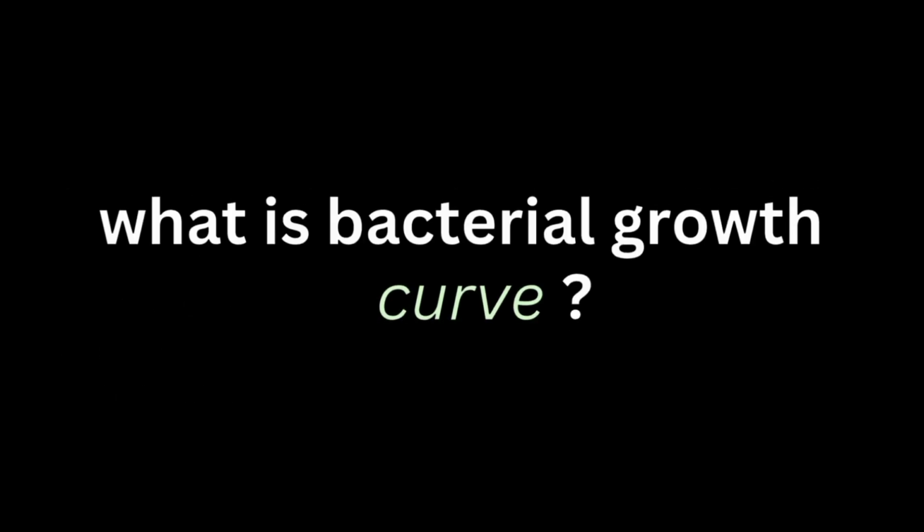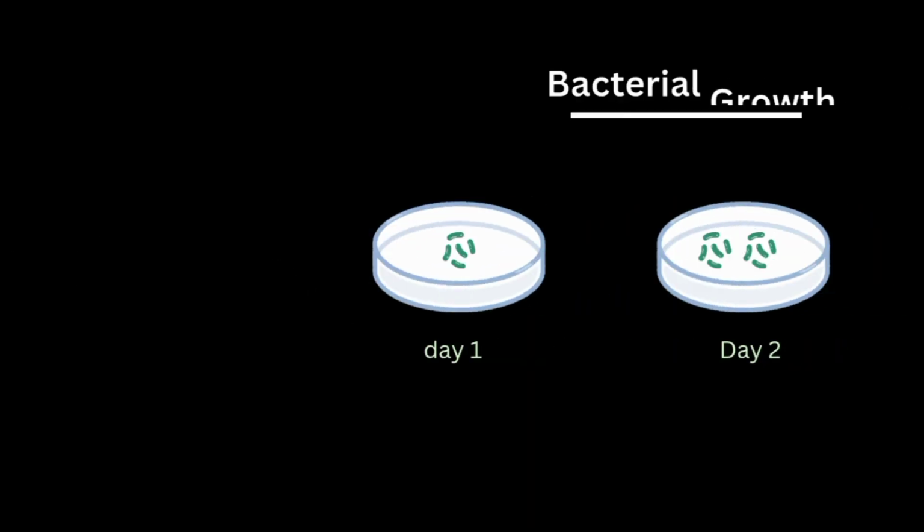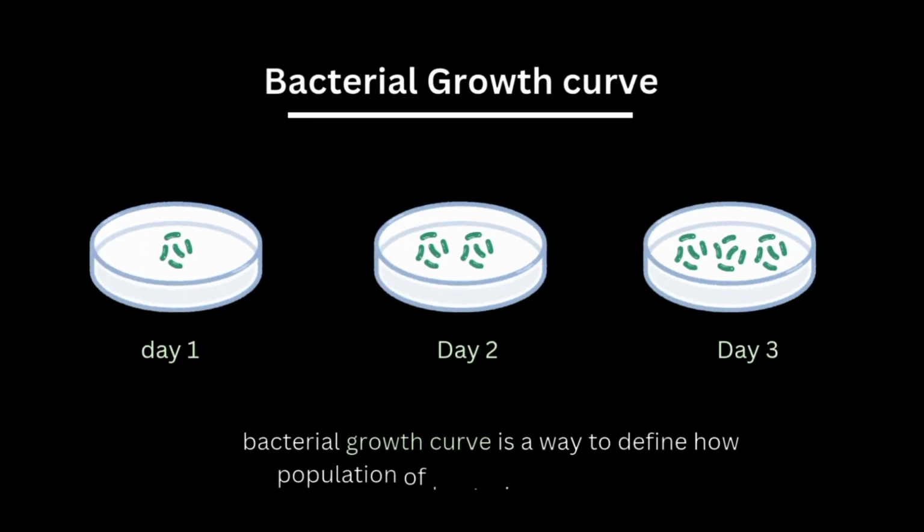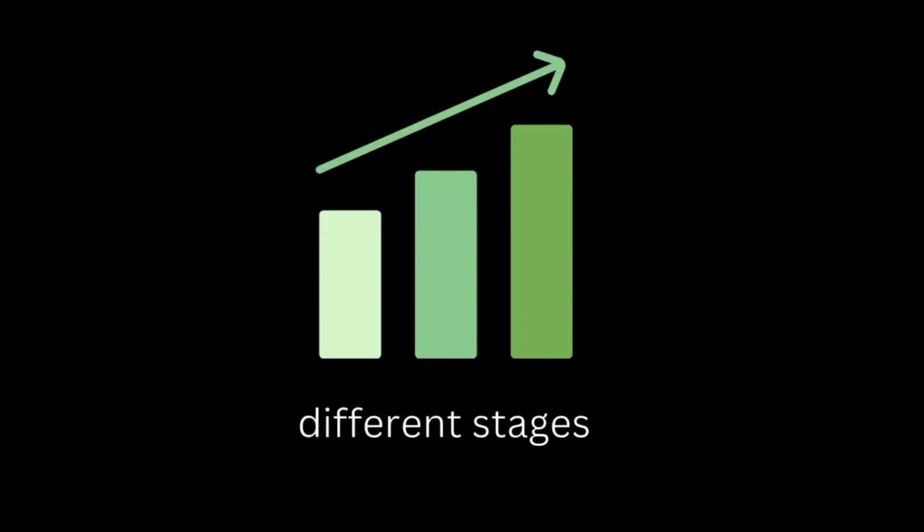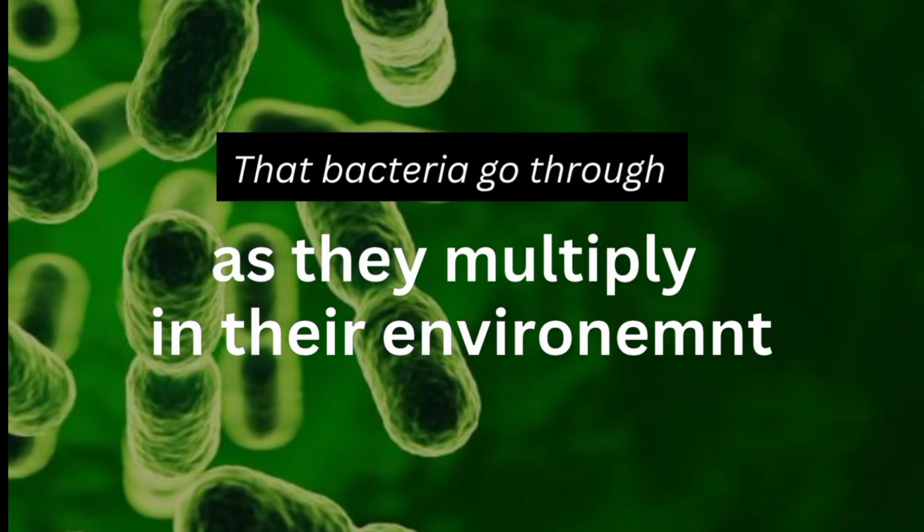Now let's try to understand what is growth curve. When we talk about growth curve, we are dealing with population of bacteria, rather than a single bacteria, keep in mind. If we have to define growth curve, we will say, growth curve is a graphical representation that shows how a population of organisms, like bacteria, increases over time under specific conditions. It shows different stages of growth bacteria go through as they multiply in the environment.